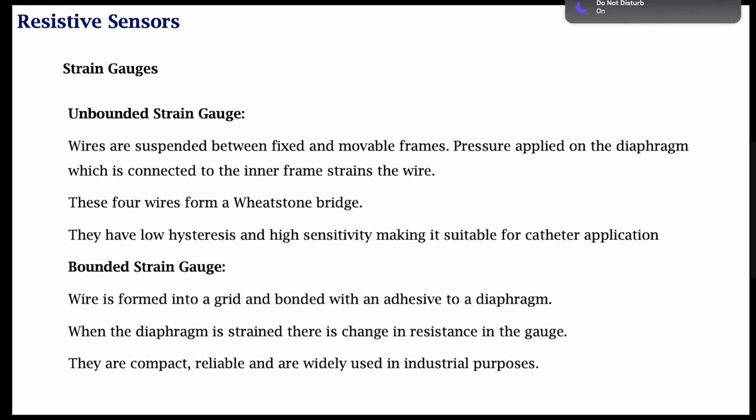And they have low hysteresis and relatively high sensitivity, making them highly suitable for applications in catheters. Now, in bounded strain gauges, the cable itself is formed into a grid and bonded with an adhesive to the foil or the diaphragm. This diaphragm is the sensitive part of the strain gauge. And when we apply a load onto this diaphragm, this causes a change in the resistance of the gauge. These are compact, reliable, and they are usually used in industry.